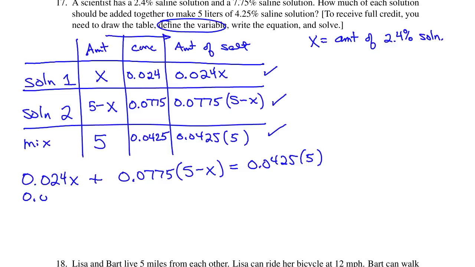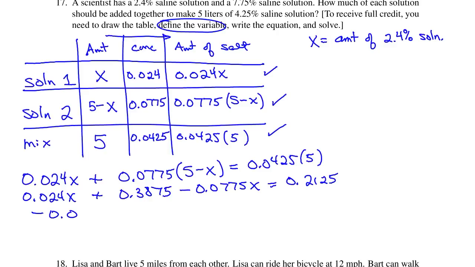If I distribute, I get 0.024x plus 0.3875 minus 0.0775x is equal to 0.2125. Move all the x's to the left. We have negative 0.0535x is equal to, move all the numbers to the right, negative 0.175, and then divide both sides by the coefficient for the x, and we get 3.271 liters.